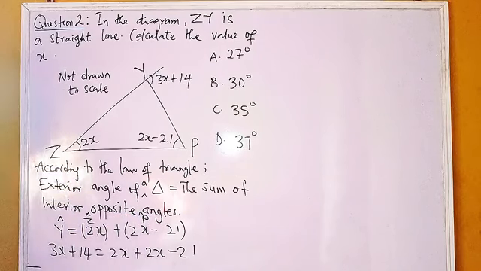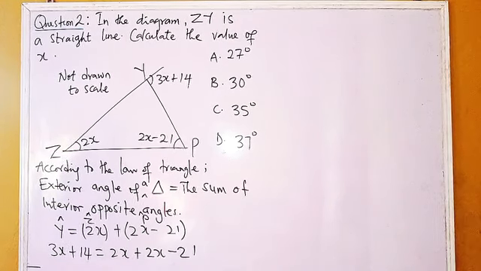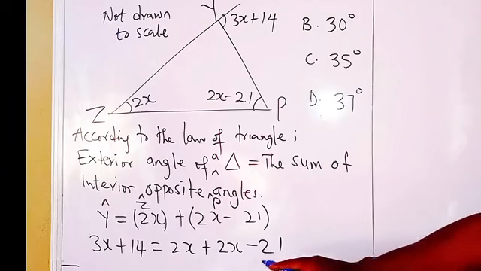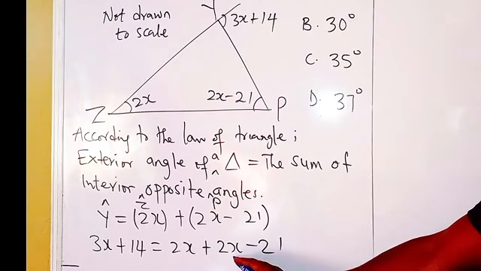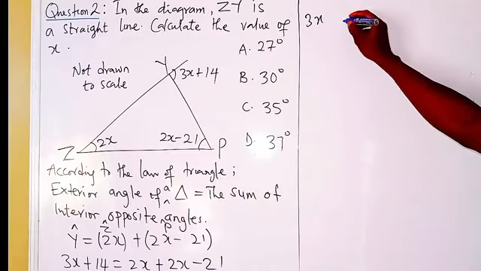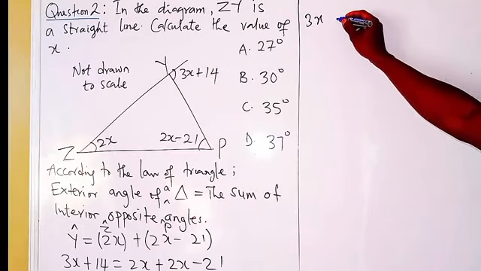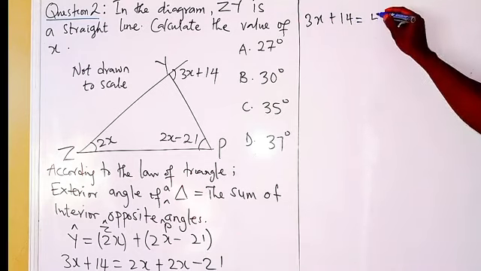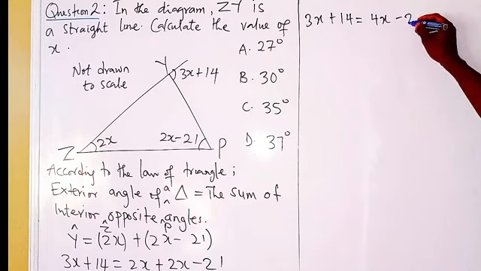Angle P. So we have 3x plus 14 equals 2x plus 2x minus 21. So the next thing we are going to do is to connect them together, collect like terms, and find the value of x. Now from there, what are we going to do here? This and this, for that we have 3x plus 14, x plus 2x, that will give us 4x minus 21.